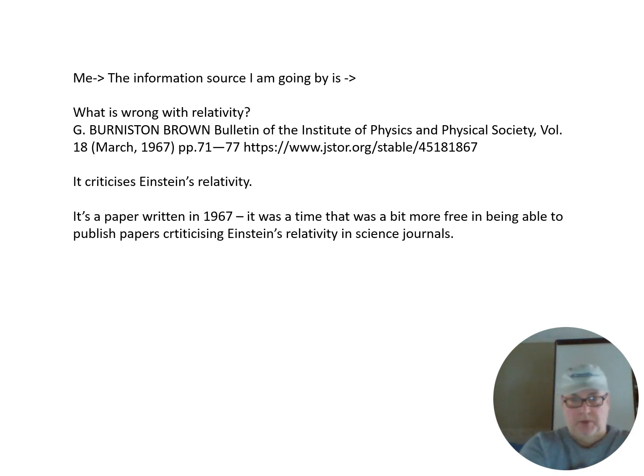The information source I'm going by is this paper by Burniston-Brown, What is Wrong with Relativity, and that was published in 1967. It criticizes Einstein's relativity, and being published in 1967, it was a time when it's a bit more free to be able to publish papers criticizing Einstein's relativity in science journals. It's a bit more difficult now.